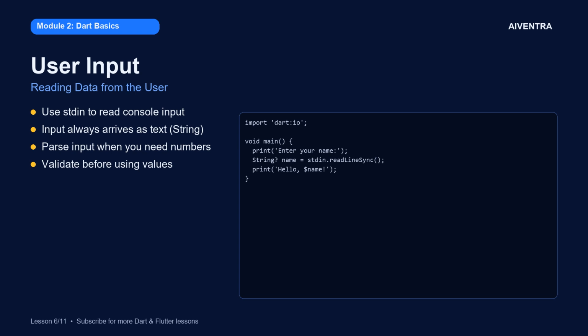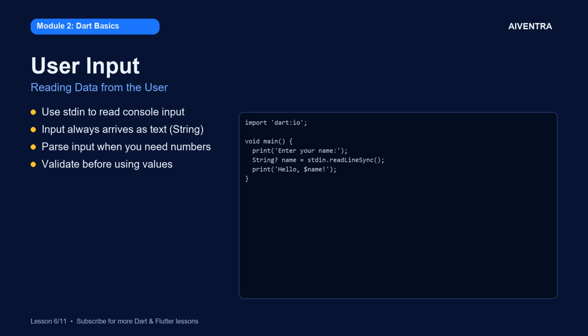Although Flutter apps usually use text field widgets instead of stdin, the same principles apply. Read input, validate it, convert it if needed, then use it. Practicing with console programs builds confidence that transfers directly to mobile app development. Try building a simple quiz or calculator that reads user answers from the terminal. It is one of the best exercises for beginners.